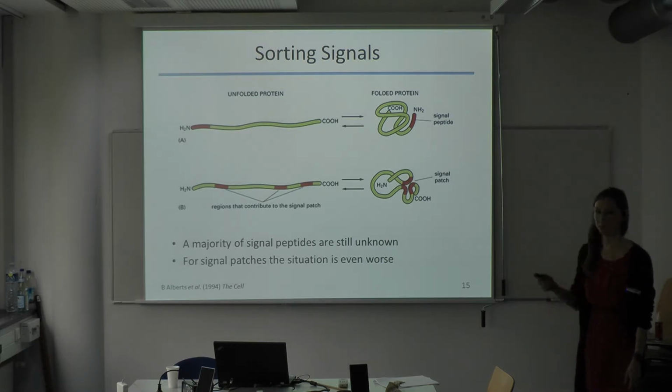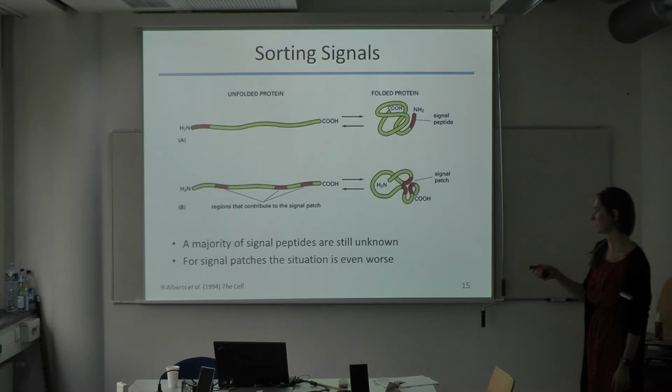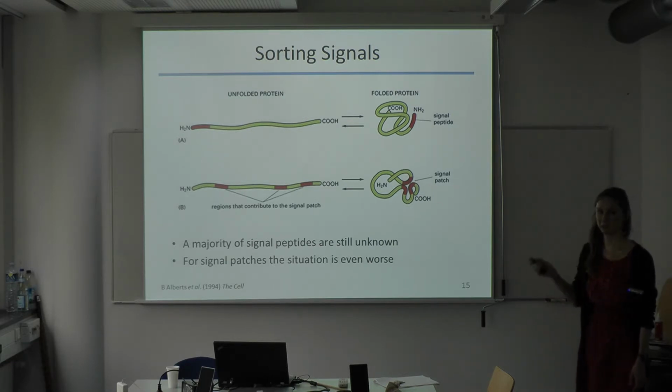Okay, so let's try to figure it out together then. These are protein sequences. It starts here and goes to here. This is the beginning, this is the end. And the signals are shown by these red stripes. This is one kind of signal, and this is the other kind of sorting signal. So what's the difference between these two?